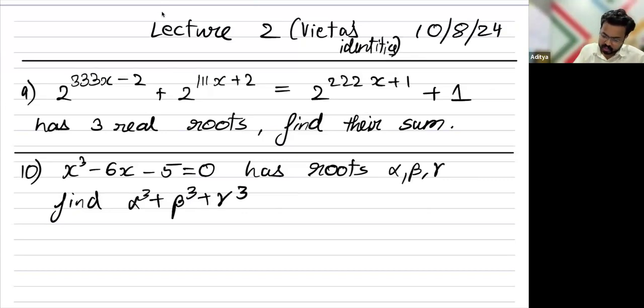Question 10, everyone can start with. If this equation has roots alpha, beta, gamma, find alpha cube plus beta cube plus gamma cube.